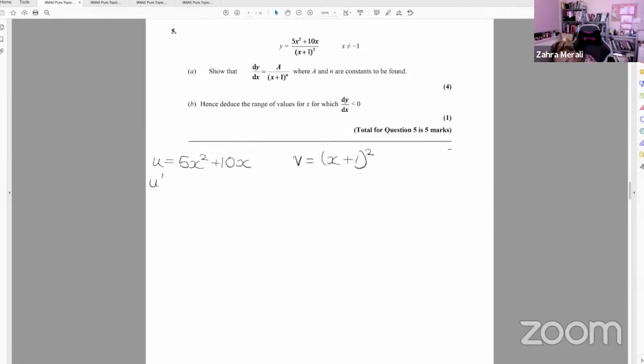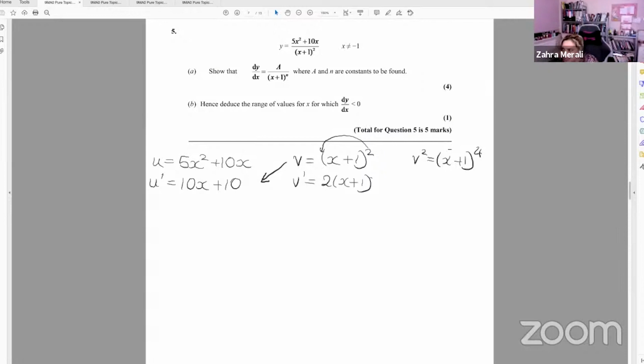We're going to differentiate this, 10x plus 10, so bring it down. We're going to differentiate this, we can bring the 2 down, take away 1, which is just 1, differentiate the bracket, which is just 1, so we just get 2x plus 1, and we know v squared is going to be x plus 1 to the power of 4. So now let's use the formula. So we've got v u dash, so multiplying those two together.